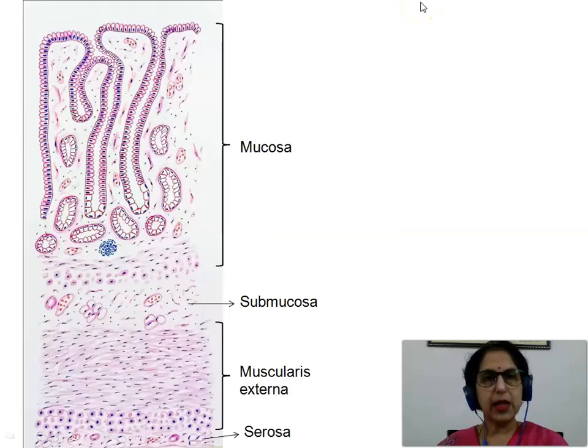Now this is a hand-drawn diagram of the pyloric part of the stomach. This is the luminal surface. So what we see here innermost is the mucosa, showing the three parts: lining epithelium, the lamina propria, and the muscularis mucosae. Next comes the submucosa. Then is the muscularis externa, and finally outermost is the serosa. Now let us see each of these in a little detail.